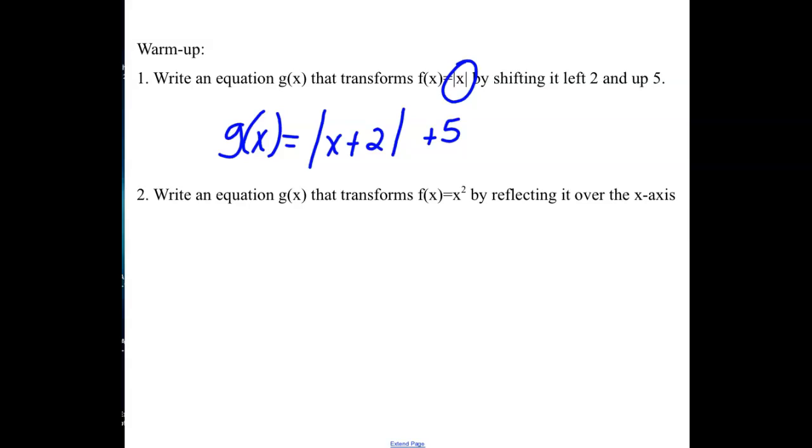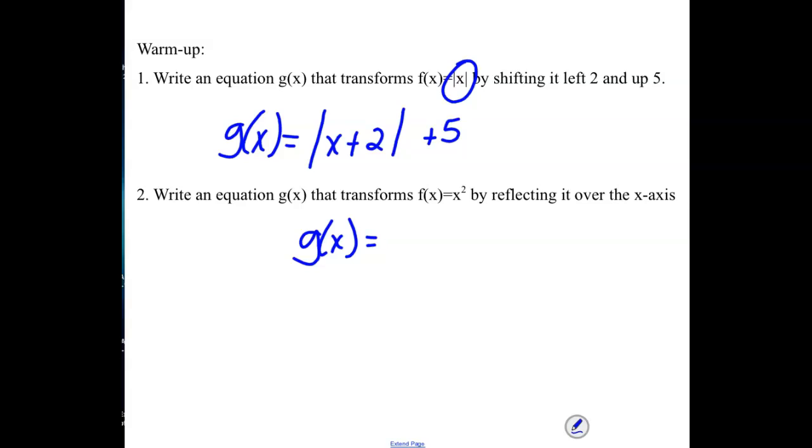So reflecting over the x-axis, which coordinate has to change? The y changes, right? If we're flipping over the x-axis, our y coordinate has to change, which means if f of x is y, we want that whole function to change, okay? So our new g of x looks like what?